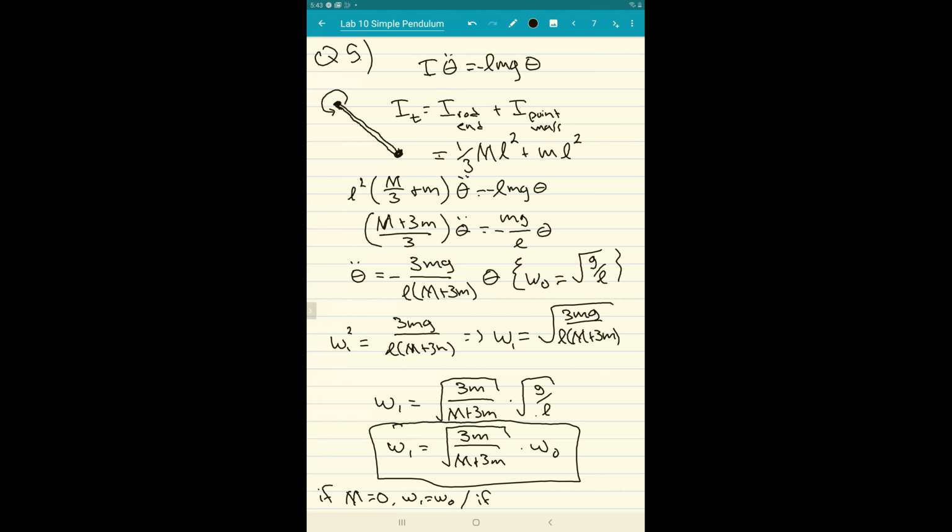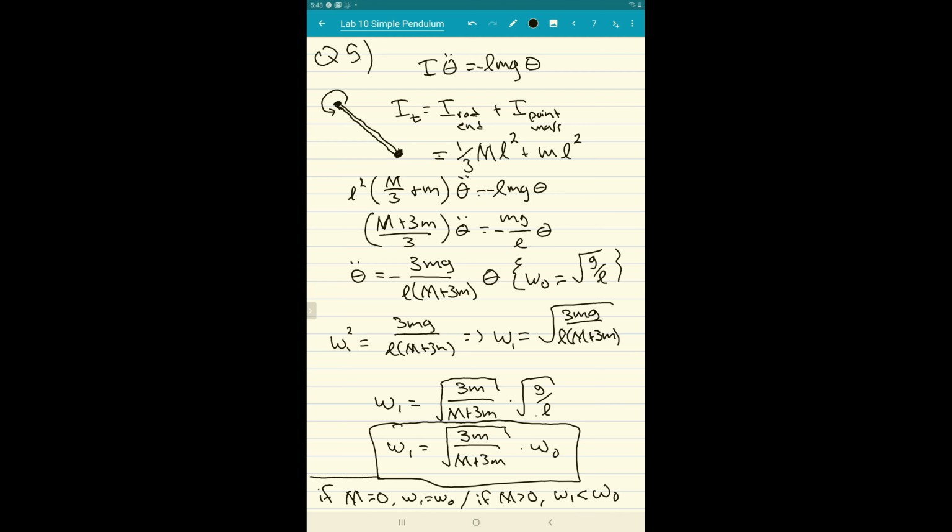If big M equals 0, we have 3m over 0 plus 3m. That's just 3m over 3m, which is 1, and the square root of 1 is just 1, so I get omega 1 equals omega naught. If big M is something larger than 0, then the denominator of that 3m over (big M plus 3m) thing is larger, which makes the square root of that number smaller. Because the denominator is larger, the number gets smaller, which means it's a fraction times omega naught, so omega 1 is going to be less than omega naught in that case.